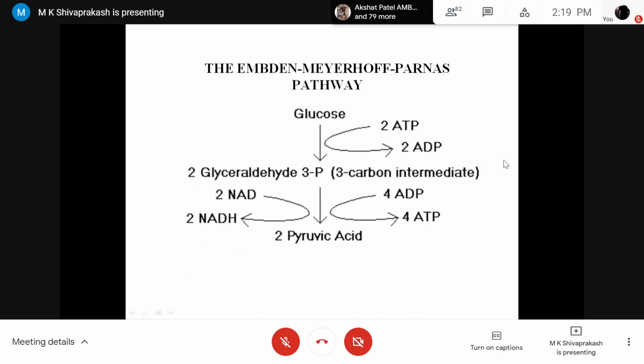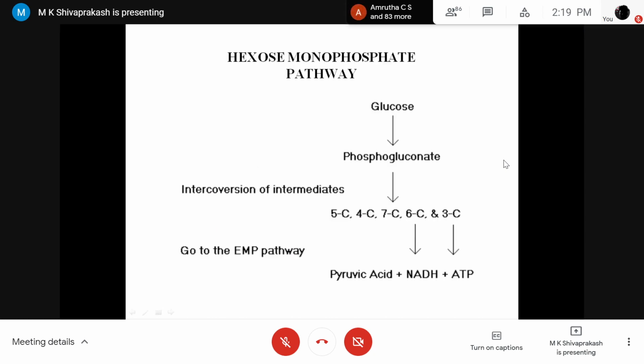Of course, the Embden-Meyerhof pathway that I have shown: the net yield is 2 molecules of pyruvic acid and 2 ATPs. So 2 ATPs are consumed and 4 ATPs produced, but the net production is 2 ATPs and 2 NADH2. Then the hexose monophosphate pathway or pentose phosphate pathway, one and the same. This is seen in both aerobic and anaerobic organisms.